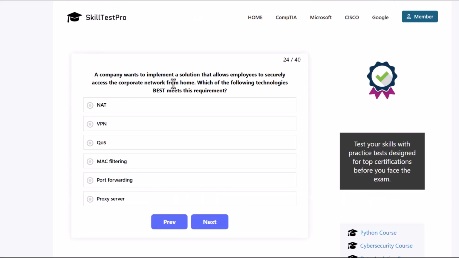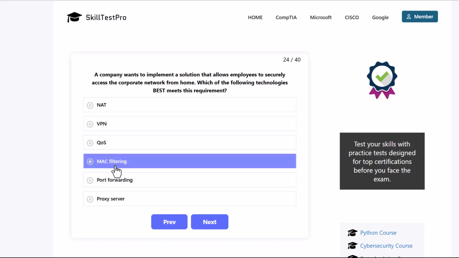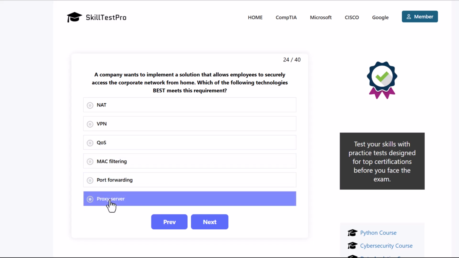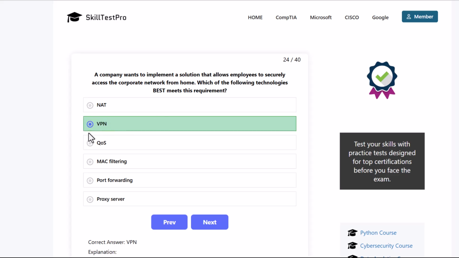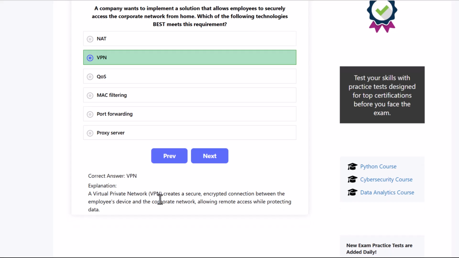A company wants to implement a solution that allows employees to securely access a corporate network from home. Which of the following technologies best meets this requirement? NAT, VPN, QoS, MAC filtering, port forwarding, or proxy server? And here the correct answer is VPN, as you can create a VPN and employees can use it to connect directly to a corporate network. A virtual private network or VPN creates a secure encrypted connection between the employee's device and the corporate network, allowing remote access while protecting data.